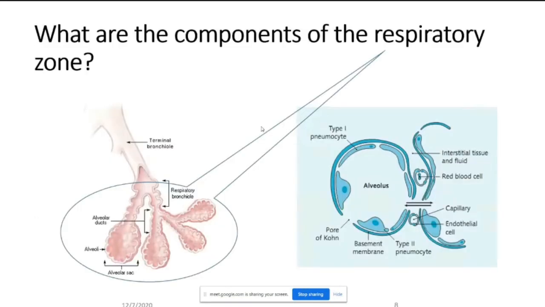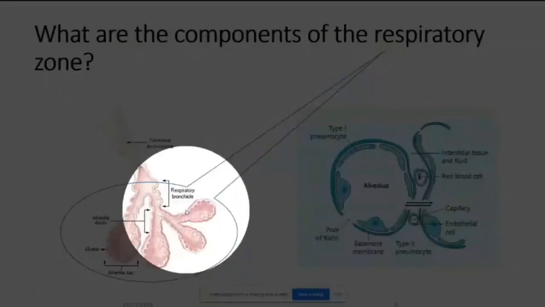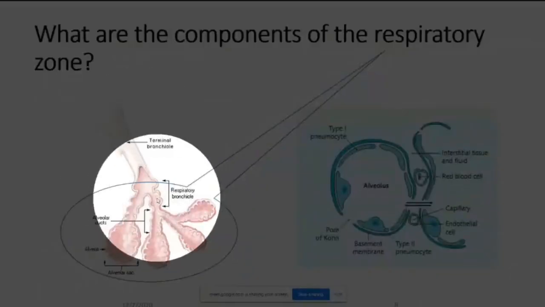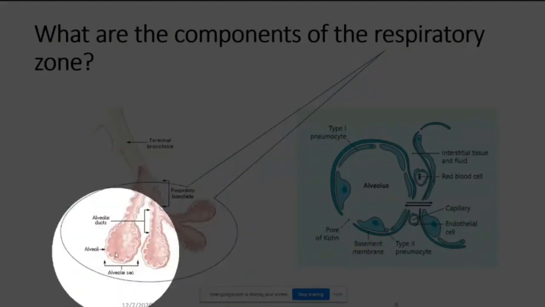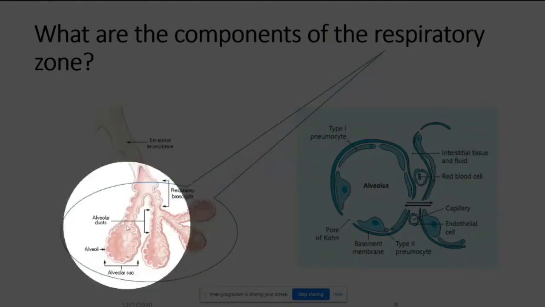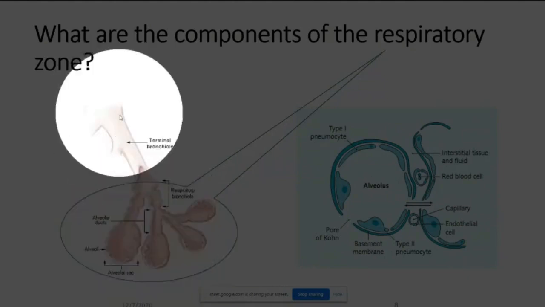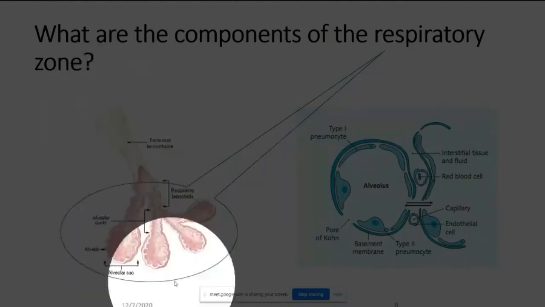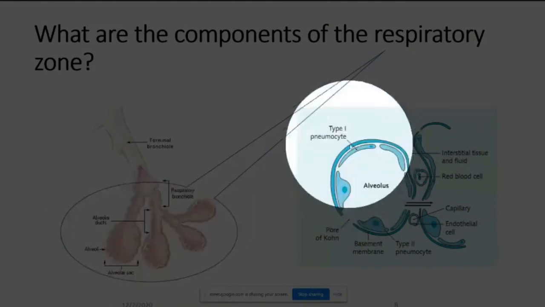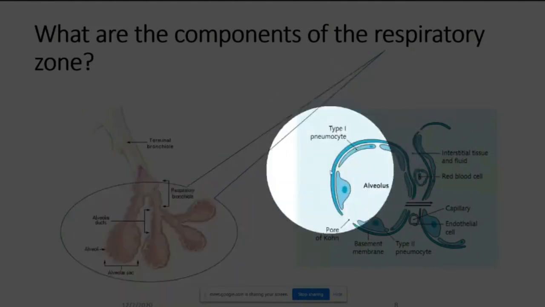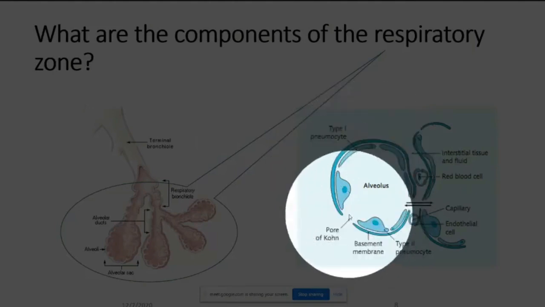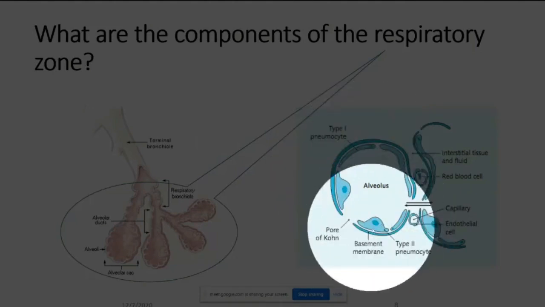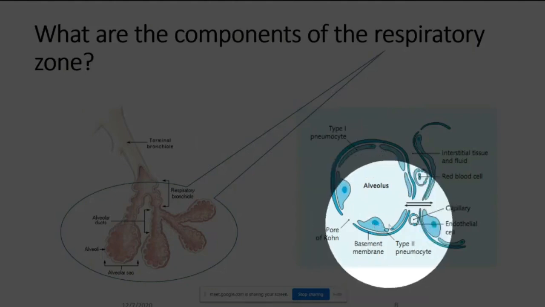The components of the respiratory zone: the terminal bronchiole, and then we have the respiratory bronchiole. Here gas exchange starts to happen, the alveolar duct where gas exchange happens, and the alveoli and the alveolar sac. All these areas have gas exchange. These are the conducting airways. This is the gas exchange unit. What are the components of the gas exchange unit? The alveolus has type 1 pneumocytes. These are flat-shaped cells. And we have the pores of Kohn, the type 2 pneumocytes, and the basement membrane.